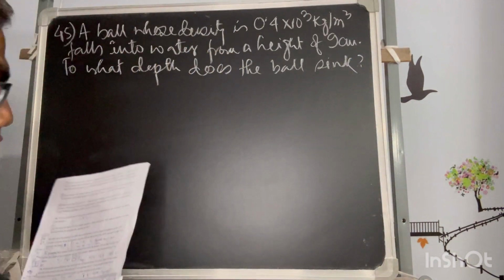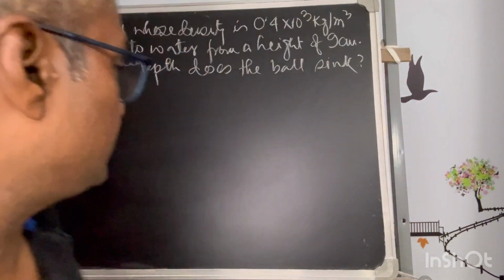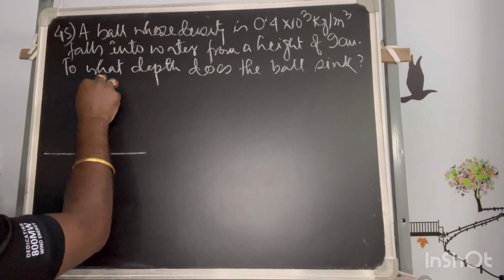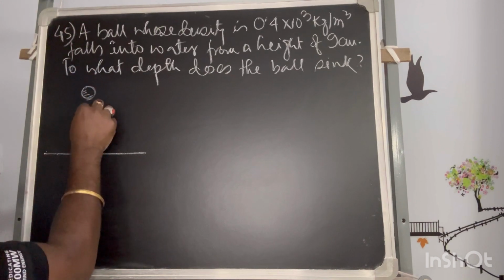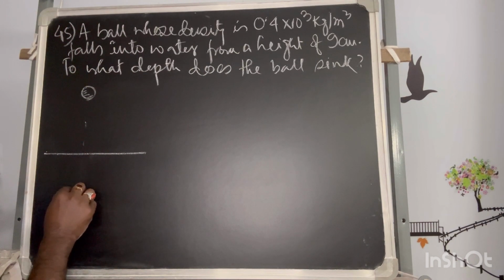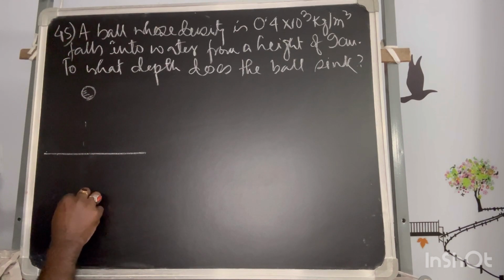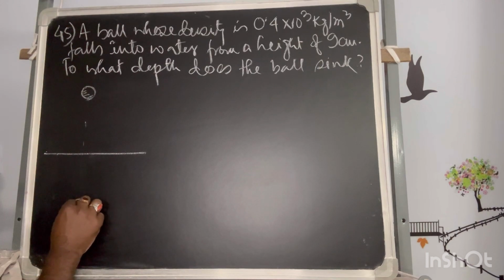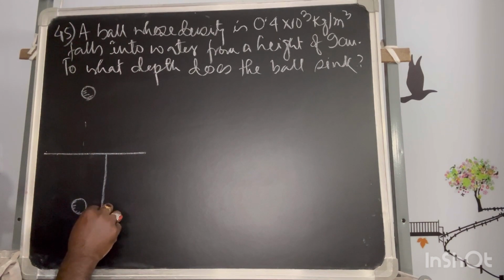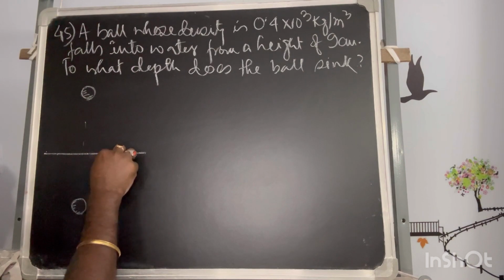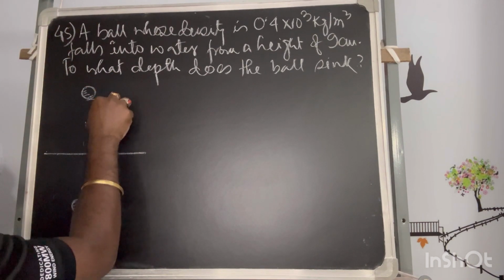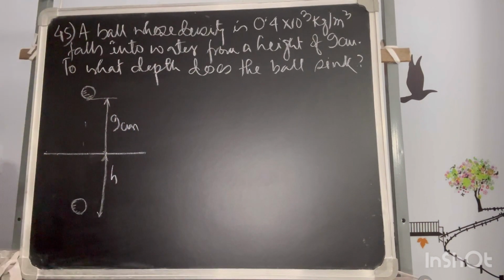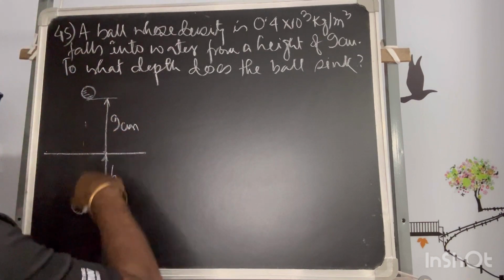Okay, so in this situation, if I assume this is the layer of water, a ball is being dropped from a height, and after dropping it will move and stop somewhere here, after crossing some distance. Let's say this is h, which is already given to be 9 centimeter.